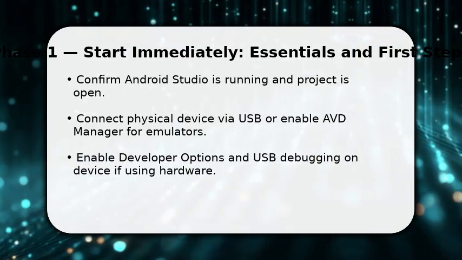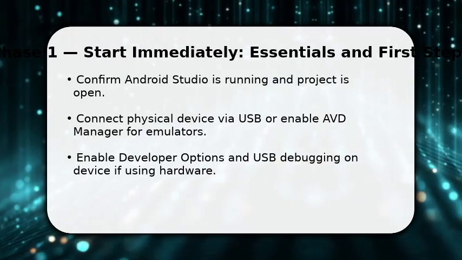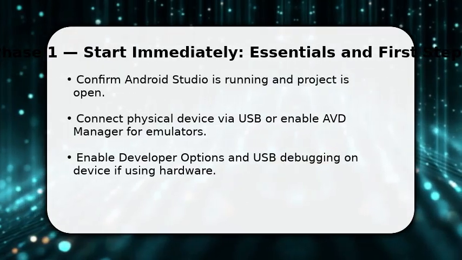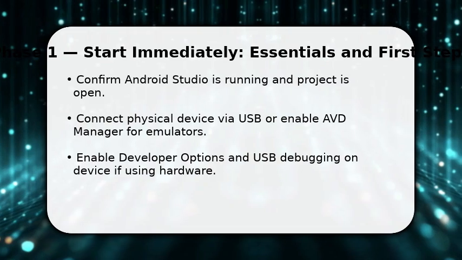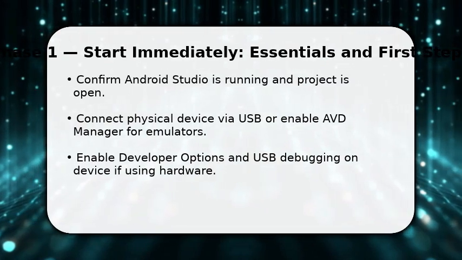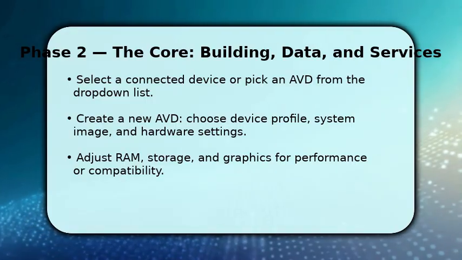If nothing appears, toggle the connection, check drivers, and confirm ADB lists the device. This gets you straight to choosing a target. Don't linger on empty menus. Next, you pick the right target, a physical device for accurate sensors or an AVD for repeatable environments.